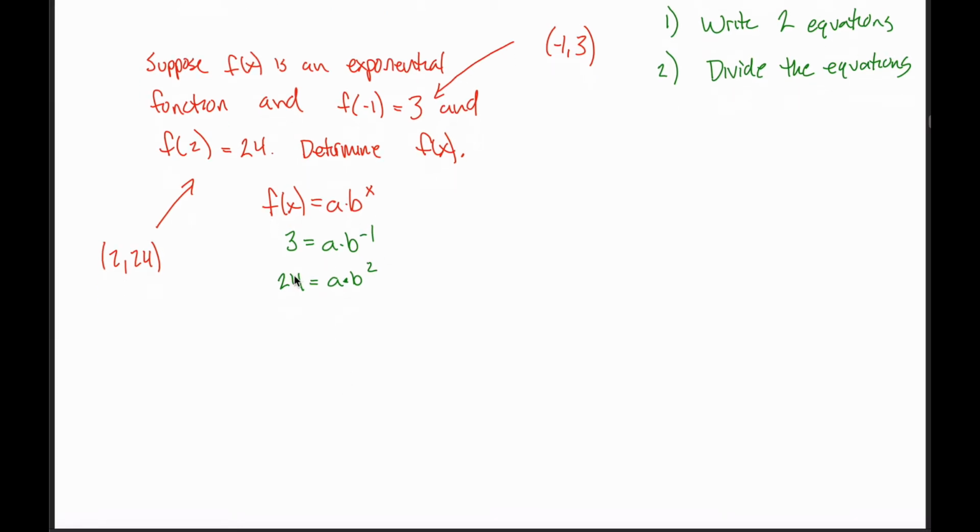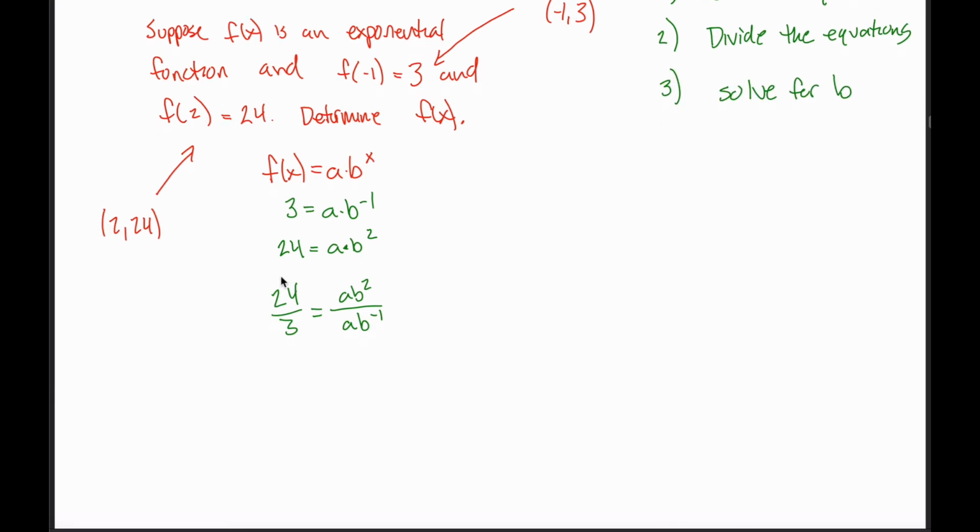So on the left-hand side of the equation, I'll have 24 over 3, which is just 8, but I'm going to leave it as 24 over 3 so you can follow the steps. And then on the right-hand side, I'd have ab squared divided by ab to the negative 1 power. And this might look like a mess, but it's really not that bad. This will allow you to solve for b.